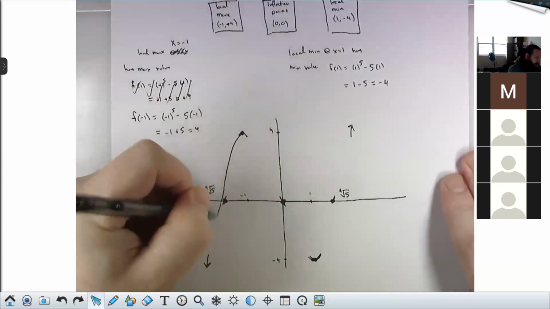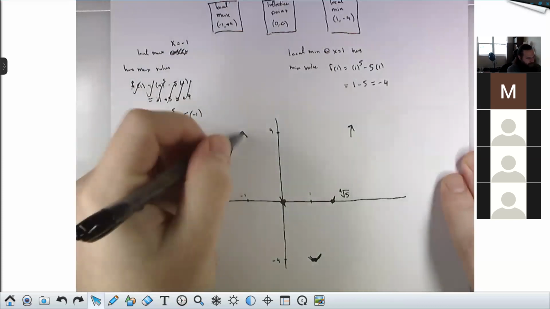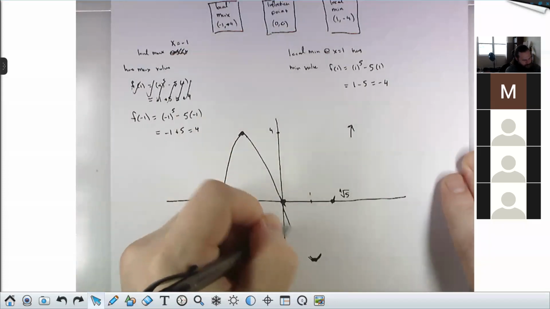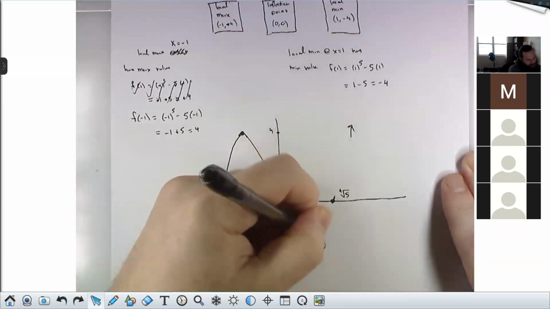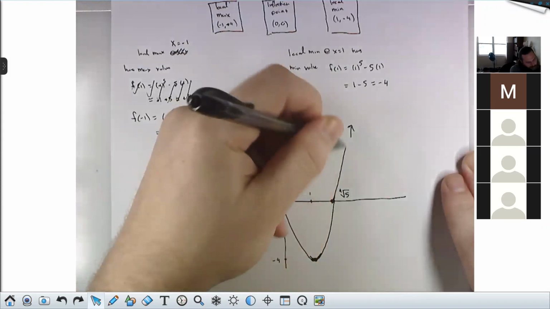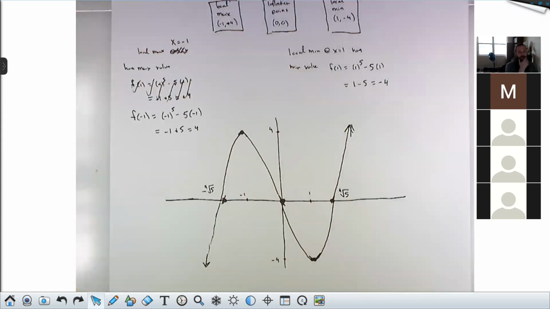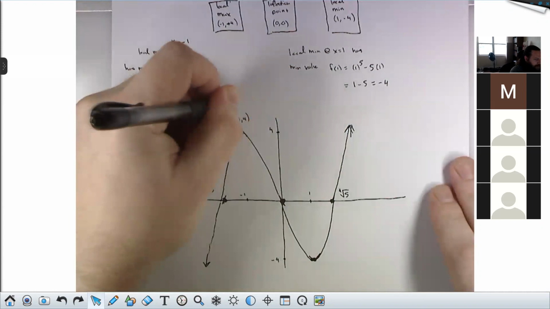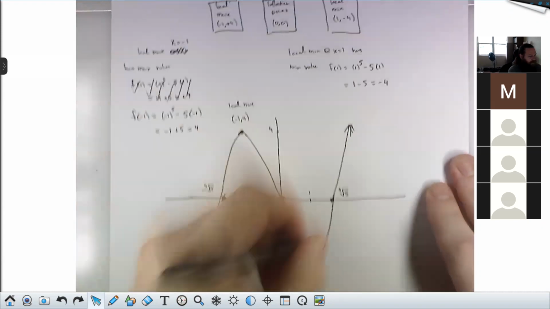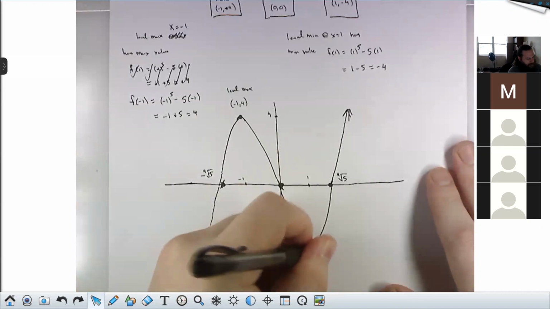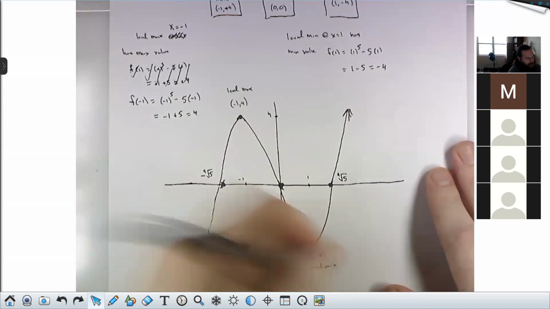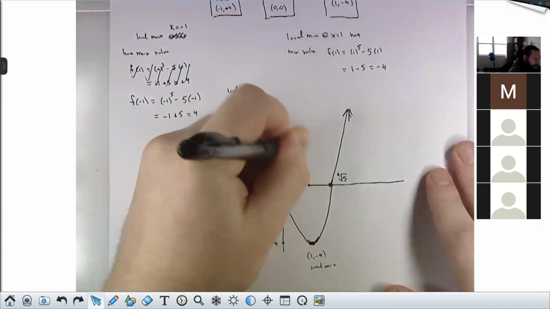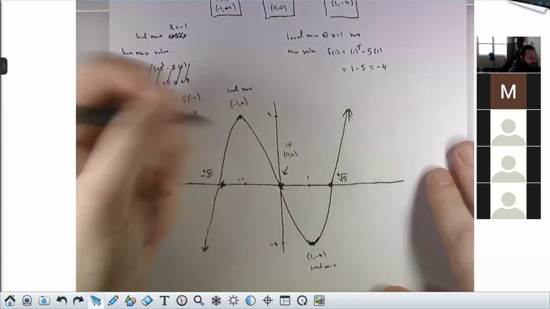Doesn't have to be perfect. The important thing is that we get the concavity right. So you see this is concave down, and then here it switches to being concave up. And we stay concave up over here, and then we go up like this. This point right here is negative 1, 4, and it's a local max. This point down here is 1, negative 4, and it's a local min. And this point right here is 0, 0. And it's an IP, it's an inflection point.